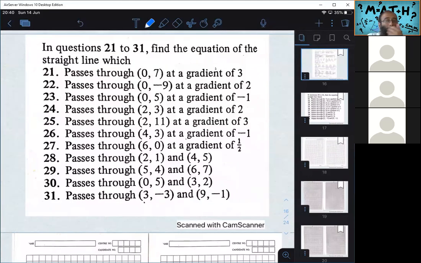Okay, the next one's talking about making an equation of a straight line when you're given a gradient and a coordinate. Okay, what time do we have left? About 20 minutes. I think we can do this. We'll have to do graph plotting next week then. Okay. We can do this next week, inshallah.